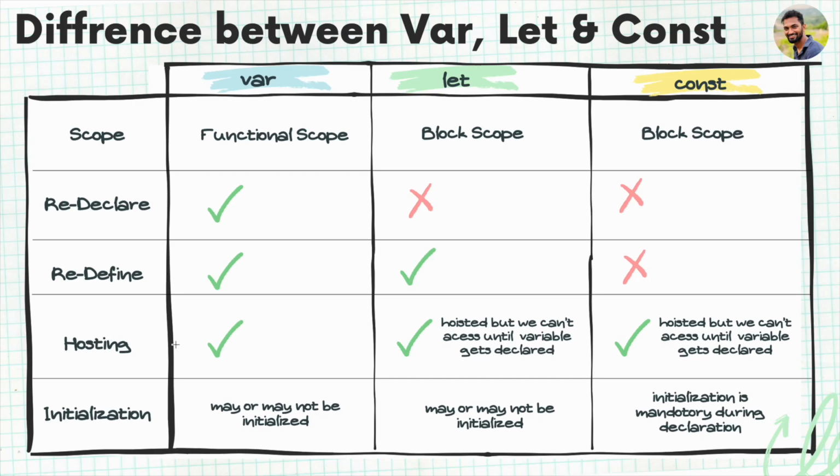When it comes to hoisting, we can access a variable before its actual declaration in the case of var. But with let and const, the variable is getting hoisted, but it stays in a temporal dead zone. Because of that, we are not able to access them before their actual declaration. And initialization is mandatory for const and it is not mandatory for let and var.